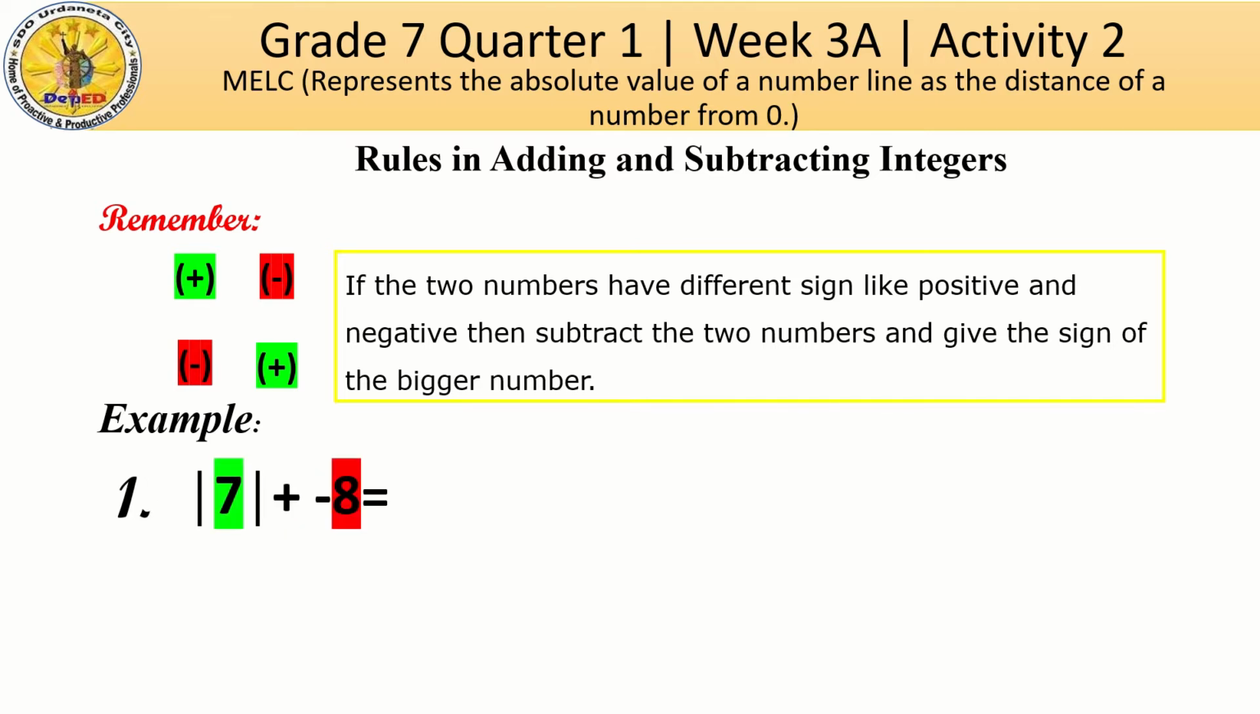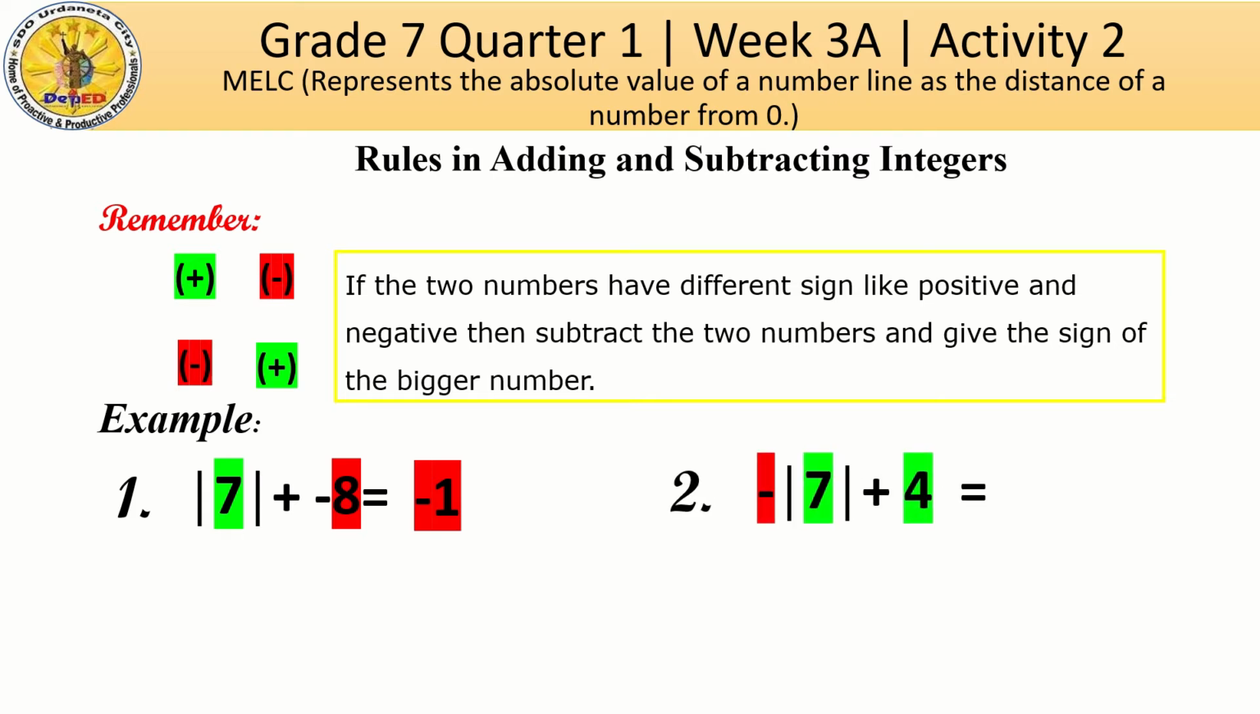Number 1, absolute value of 7 plus negative 8. The absolute value of 7 is 7. And then plus negative 8. So just subtract as stated above. 8 minus 7 is 1. And then copy the sign of the bigger number, which is negative. So the answer is negative 1.